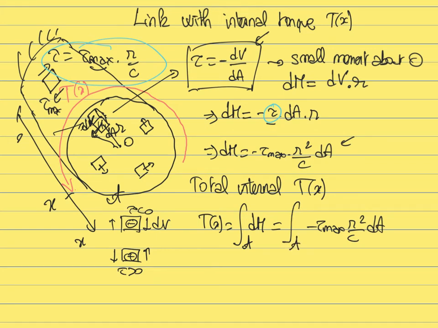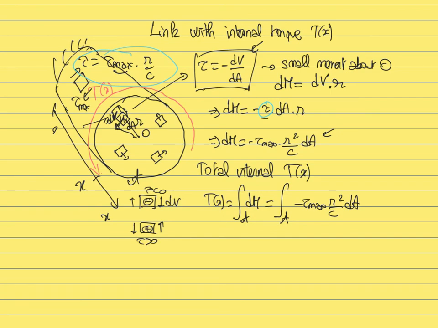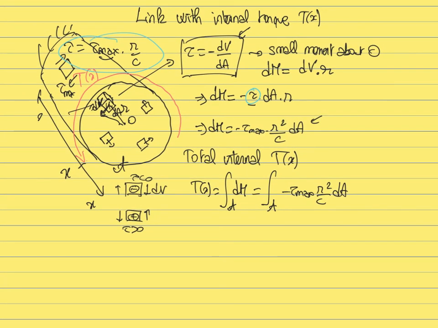So now let's look in more detail at what is constant within this integral and what can be taken out of the integral, and what is not constant and cannot be taken out of the integral. In this case, tau max is the maximum shear stress. The maximum shear stress is the stress at the surface, so it doesn't depend on the position on the cross section. It's only at the surface. So it means that I can take it out of the integral.